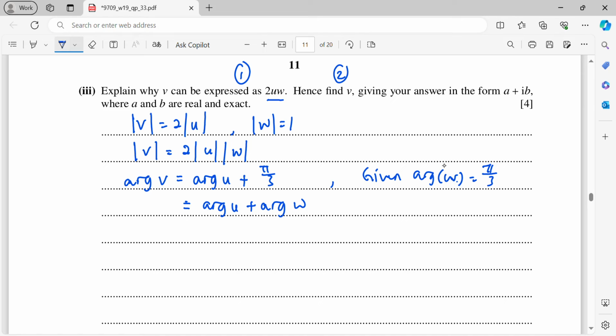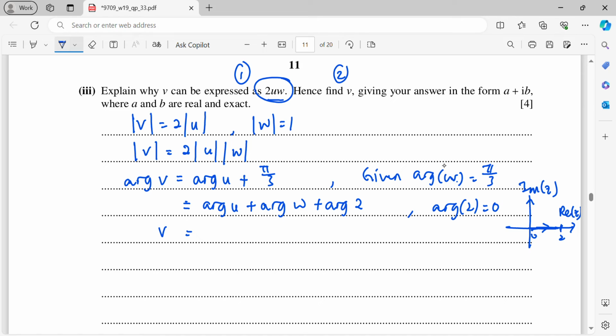Now because we need to prove 2UW, if you just write like that, this is just U times W, which is not enough. So I will add on one more, plus argument 2. The argument of 2 is 0, because when you draw the Argand diagram, this is 2, so the angle here is basically 0. So then I will write V equals 2UW. This is how we explain it.